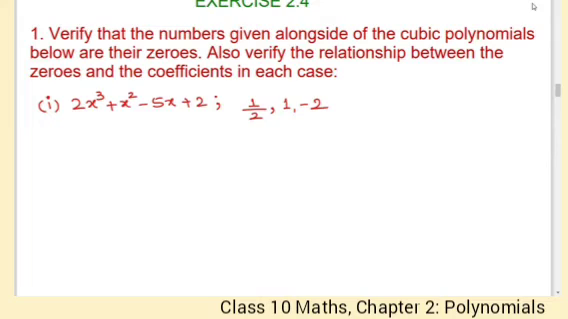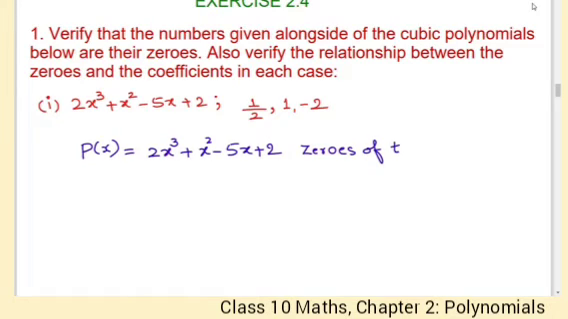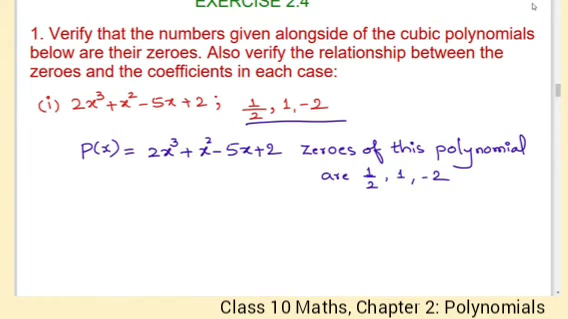Now exercise 2.4. Verify that the numbers given alongside of the cubic polynomials below are their zeros. Also verify the relationship between the zeros and the coefficients in each case. First question, write down this as p of x is equal to 2x cube plus x square minus 5x plus 2 and zeros of this polynomial are 1 by 2, 1 and minus 2.